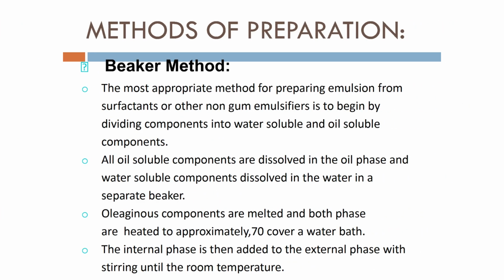Beaker method. This is the most appropriate method for preparing emulsions from surfactants or other non-gum emulsifiers. 1. You start by dividing all your components into water-soluble and oil-soluble groups. 2. Dissolve the oil-soluble components in the oil phase and the water-soluble components in the water phase using separate beakers. 3. Heat both phases to about 70°C over a water bath to melt any oleaginous components. 4. Then with stirring, add the internal phase to the external phase. 5. Continue stirring until the mixture cools down to room temperature.